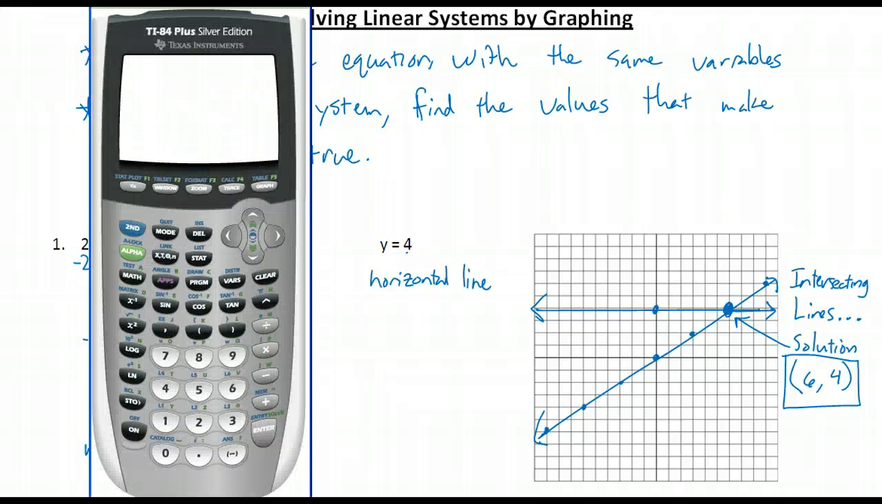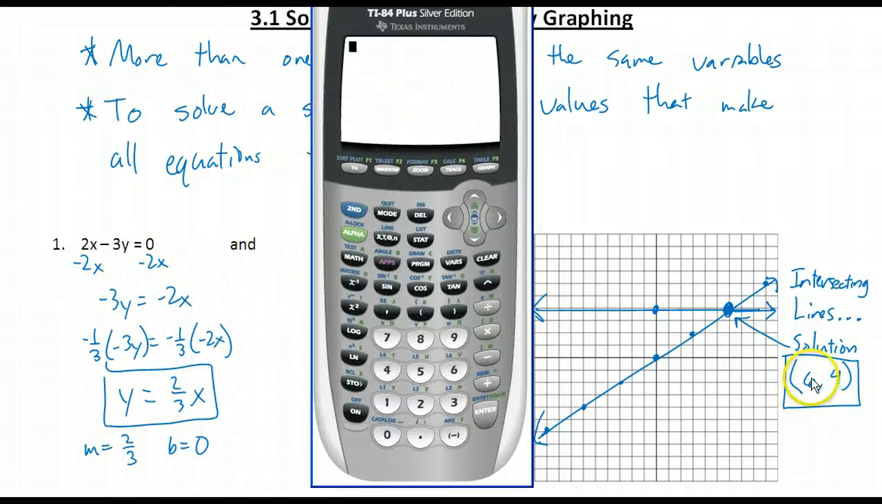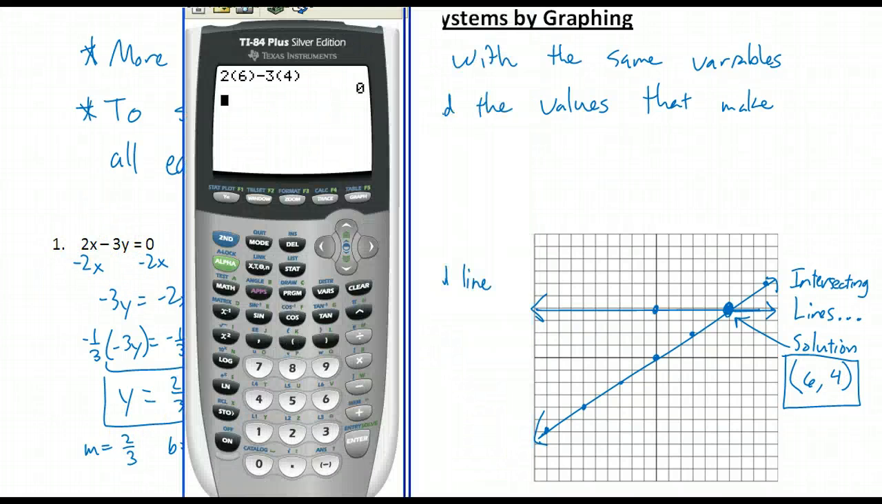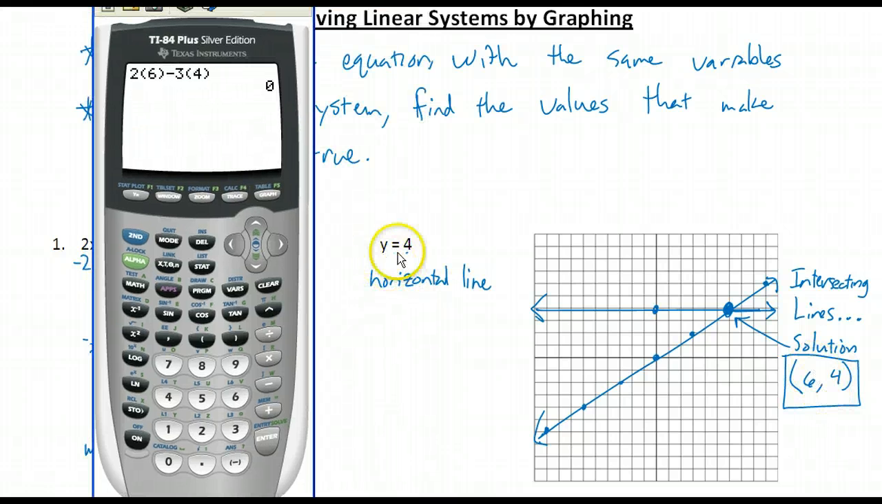I can always check my answer by plugging in x equaling 6 and y equaling 4 into my equations. So 2 times 6 minus 3 times 4 should give me 0. So this solution works for my first equation. It makes my first equation true. And for my second equation, I don't have a place to plug in my x value, my 6, but I do have a place to plug in my 4, my y value. So I end up with 4 equals 4, which is also true. So this point is my solution.